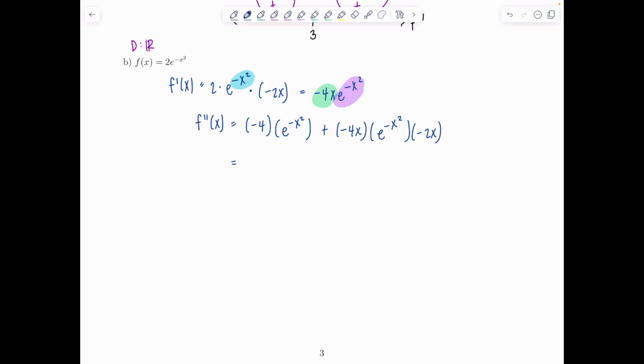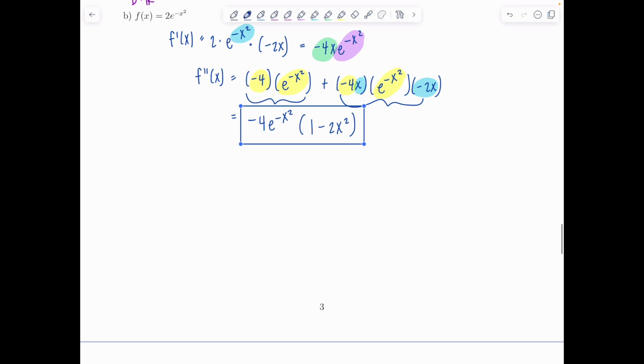Okay, let's see what I can factor out from both of these terms. What do they have in common? They've got e to the negative x squared in common, and they've got a negative 4 in common. So negative 4 e to the negative x squared. I'm just going to have a 1 left over here. And then what's left in that second term? x and negative 2x. Okay, so minus 2x squared. This is my second derivative.